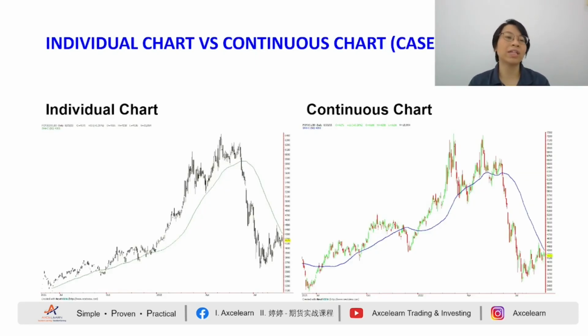So if we look at one case study, you will understand that it is very important for you to use the correct chart to do your analysis or to insert your indicators so that you can have a correct analysis. For example, for these two charts, I'm going to show you what the difference is. Then subsequently, I'm going to show you exactly what the differences are if you insert indicators as well. Look at your left hand side. Can you spot this particular part?